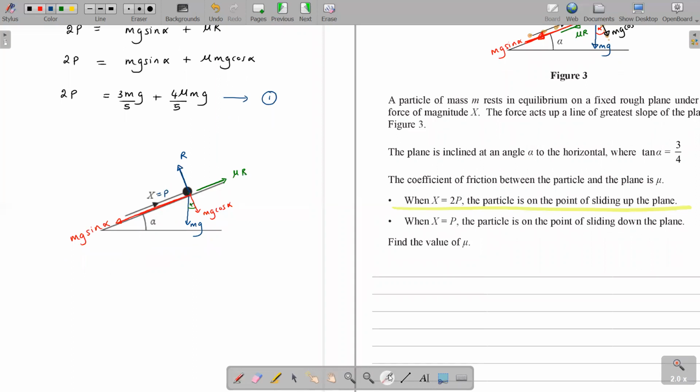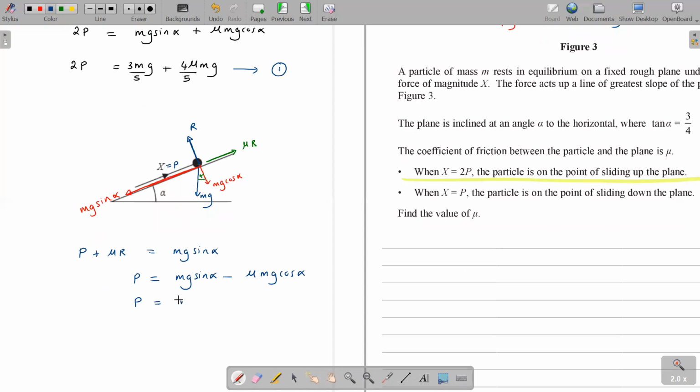So upwards along the plane, what do we have? P plus mu R. Do you see X equal P and X equal mu R are both acting up along the plane? Is equal to what? Mg is equal to mg sin alpha. Let's make P the subject. P equals to mg sin alpha minus mu times R, R is mg cos alpha. Is that okay?